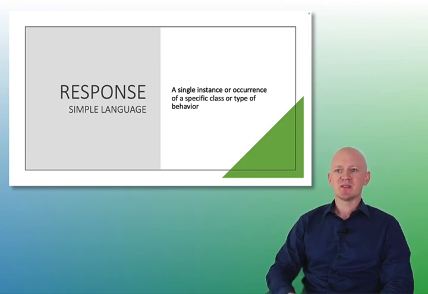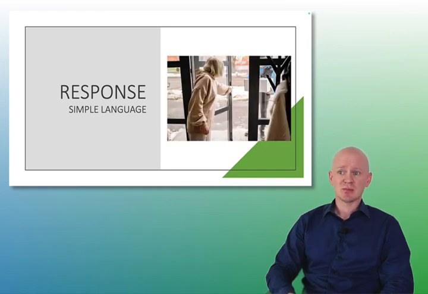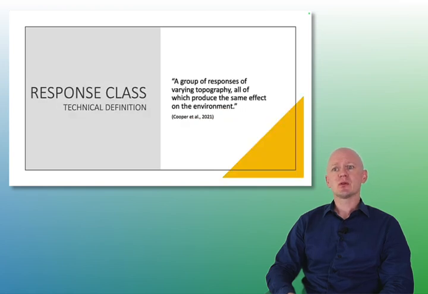Opening a door is a very simple example of a response, and I encourage you to think of what are some single instances or occurrences of a specific class or type of behavior that you could consider a response. So like, again, opening a door. Here's an example of opening a door. Next up, we have a response class. The technical definition of a response class is a group of responses of varying topography, all of which produce the same effect on the environment.